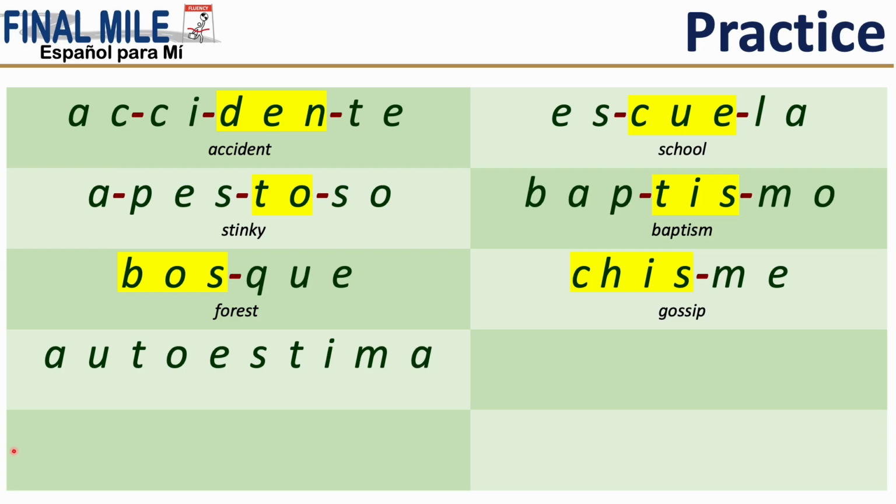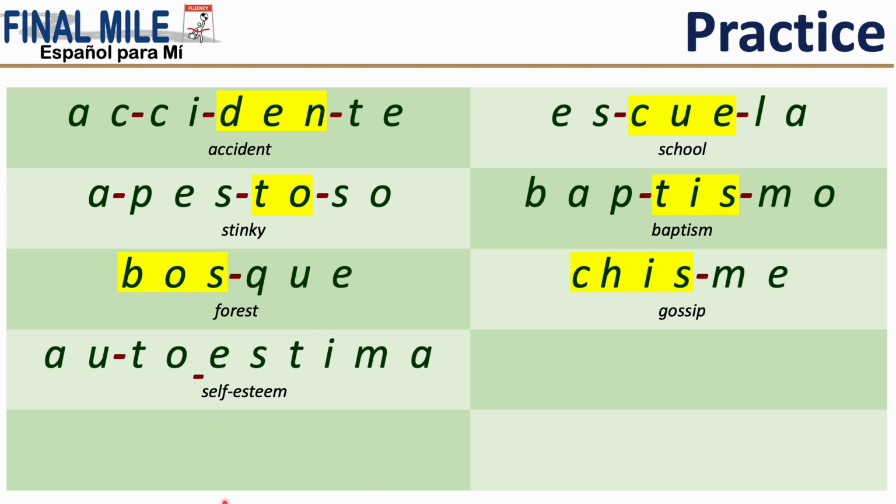Chisme. Okay, remember what the A-U sounds like pronounced? You don't have to remember, you can just sound it out. Ow, ow, ow, like how. Okay, let's break it up.